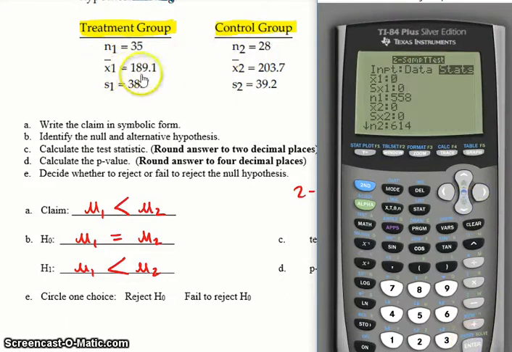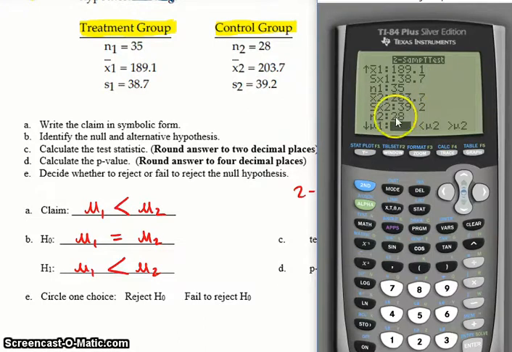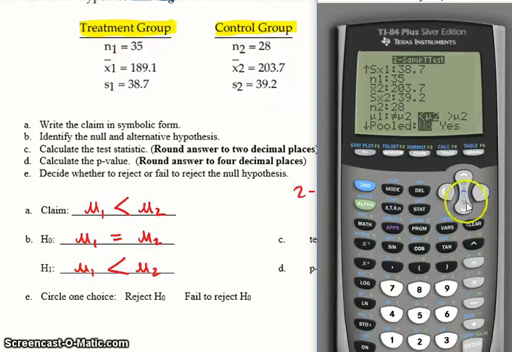x-bar sub 1 is 189.1. s sub 1 is 38.7. n sub 1 is 35. And again, that's from the treatment group. So the control group is all the sub 2 stuff. x-bar sub 2 is 203.7. s sub 2 is 39.2. And then n sub 2 is 28. This is the alternative. The alternative contains a less than sign, so we're going to highlight that and press enter. Pooled, we're always going to say no. Just leave it as no. Calculate.